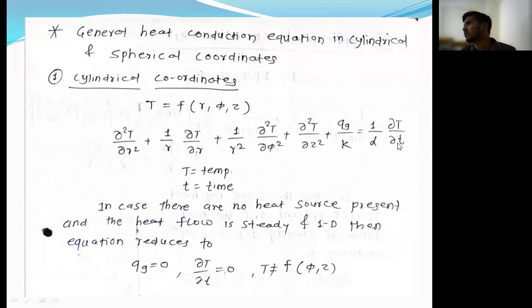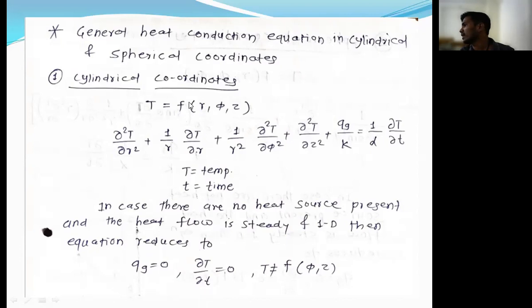Capital T is nothing but temperature, small t is nothing but time. And in case there is no heat source present and heat flow is steady and one dimensional, then the equation reduces to, as we know, if internal heat generation is not there, then Qg is equal to 0. And if steady state heat flow is there, then ∂T/∂t is equal to 0. And one dimensional heat flow means T is a function of only R.